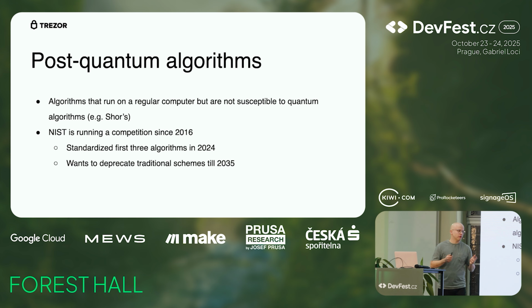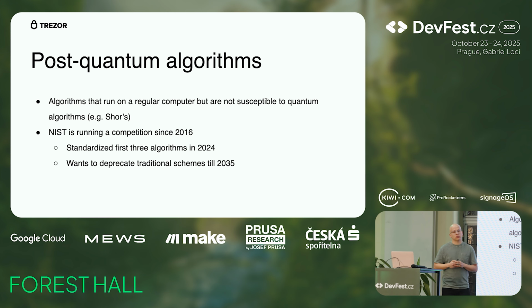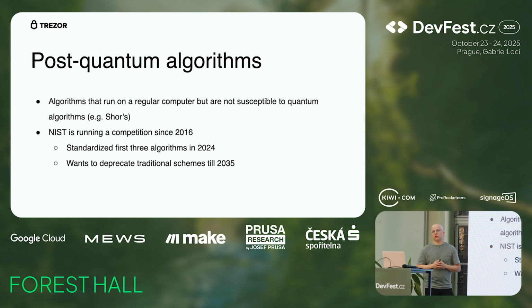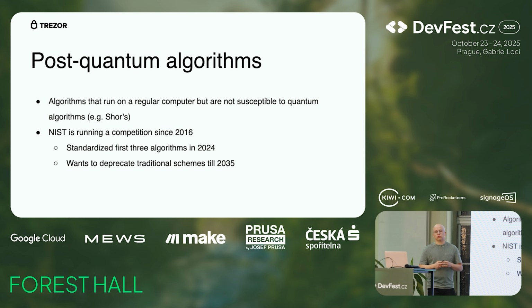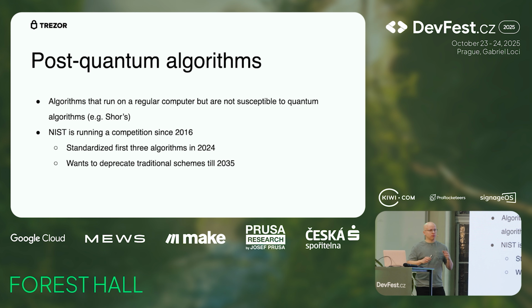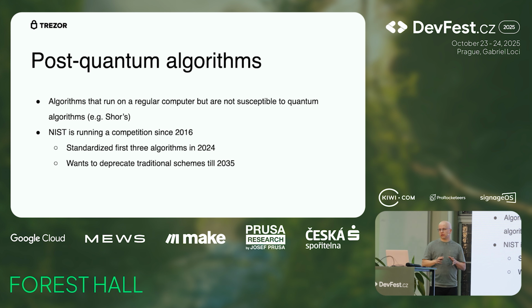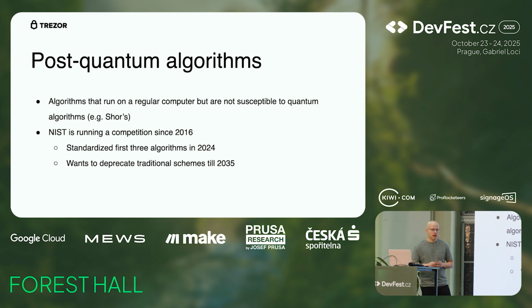NIST, the National Institute of Standards and Technology, an American institution, is running a competition since 2016. That's basically, they're just calling all the best researchers from all around the world to submit their ideas on post-quantum algorithms. And just last year, because these things take a very long time, they standardized the first 3 algorithms. And there's another sub-competition running now, and they want to standardize one more. But what I'm trying to say by this is that we already do have standardized post-quantum algorithms that you can use, and anyone can use, obviously.